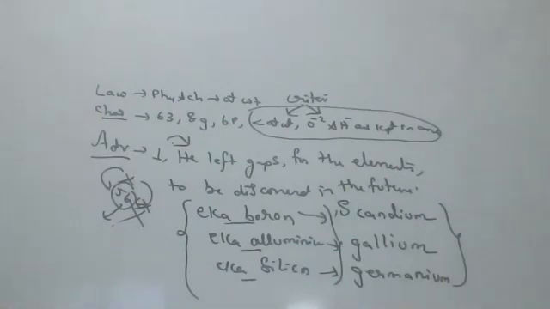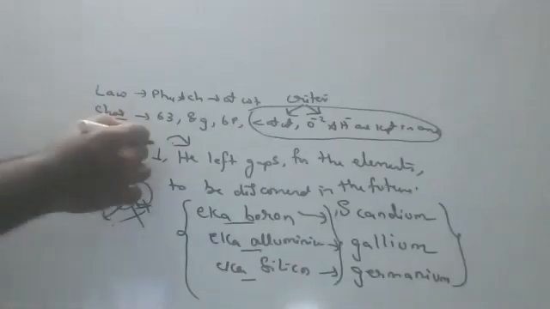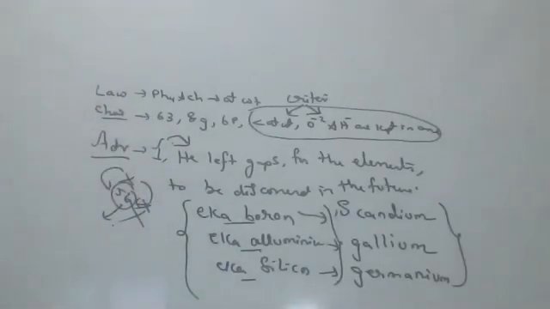Before the discovery only, he told everything about that element: properties, texture, chemical properties, physical, everything. But he didn't know the element because it was not yet discovered during his time. So you compulsorily should write this only. He left gaps for the elements to be discovered in the future.